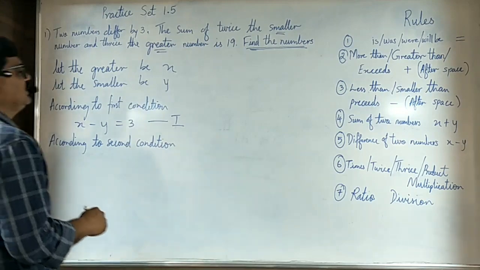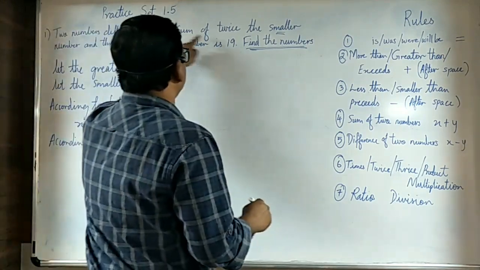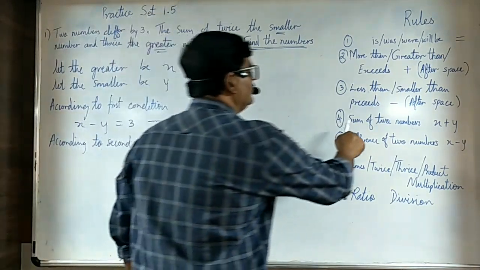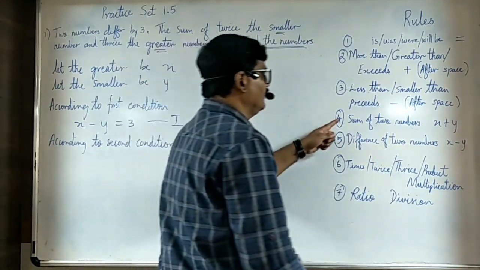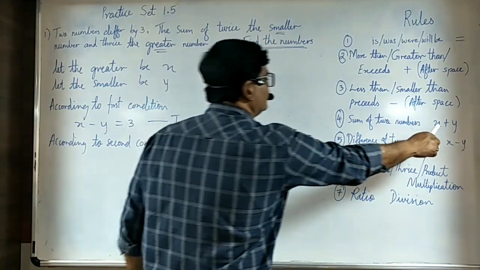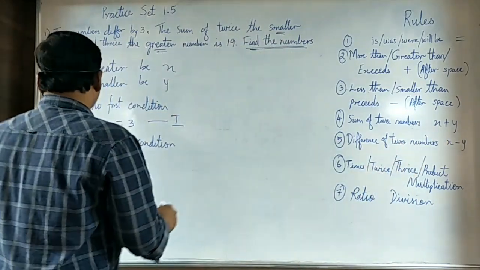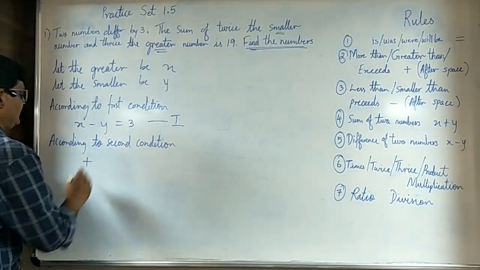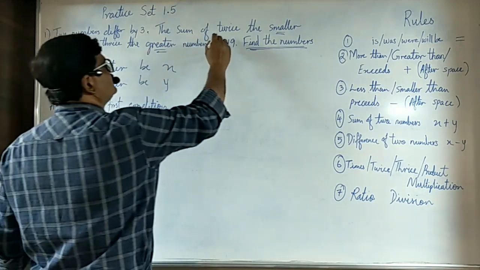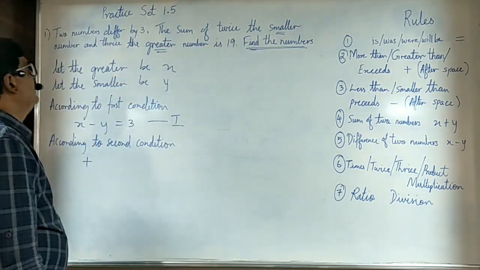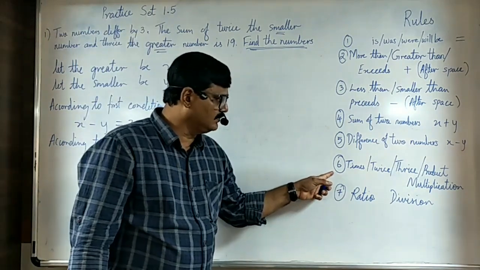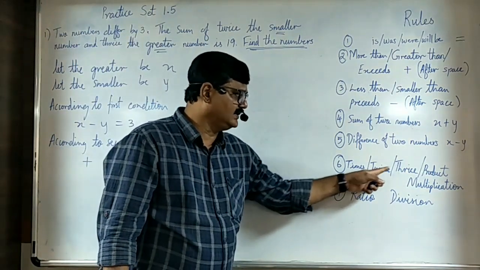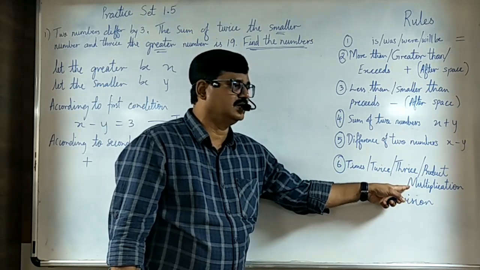Here, if you check, sum means what? You have to add. Look at rule number 4, sum of two numbers. That means you have to add. Difference means you have to subtract. So I am writing a plus sign first. Sum of twice the smaller number and thrice the greater number. Now if you check rule number 6, times, twice, thrice, product, that means you have to multiply.